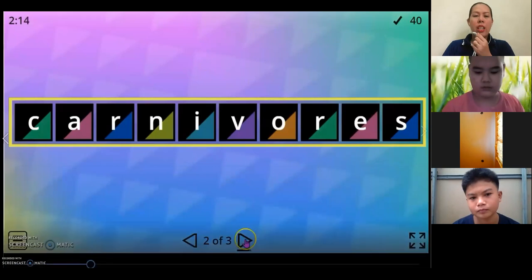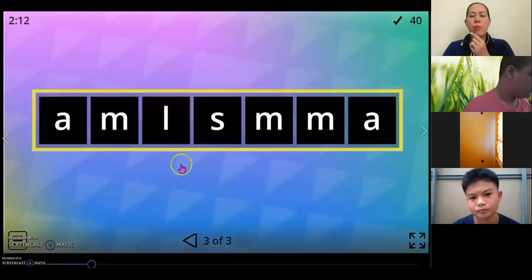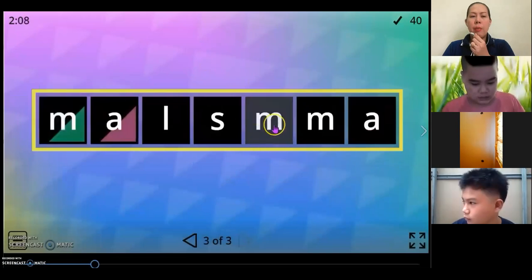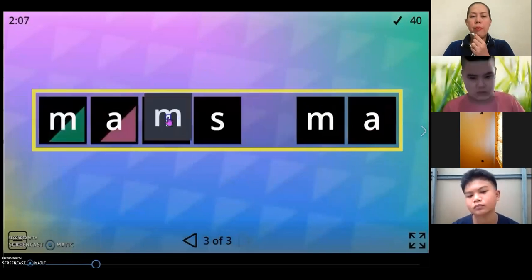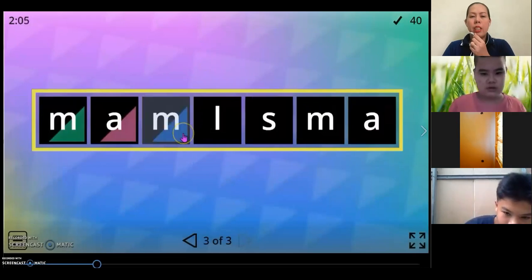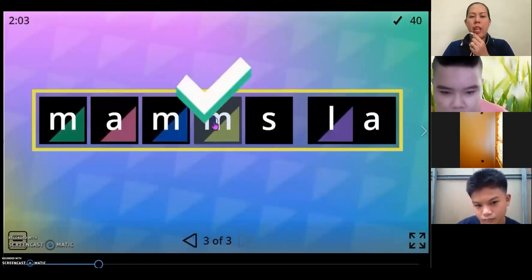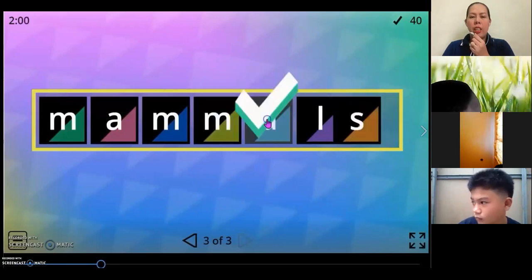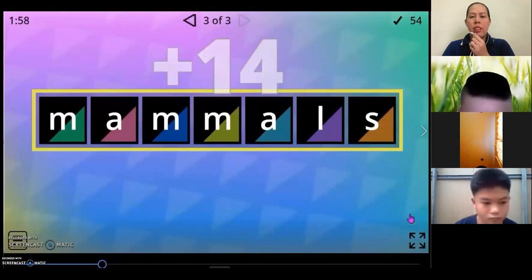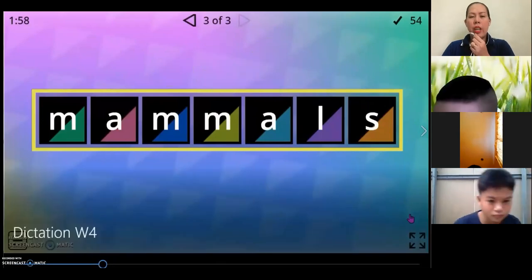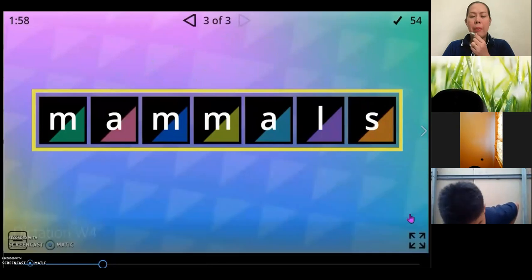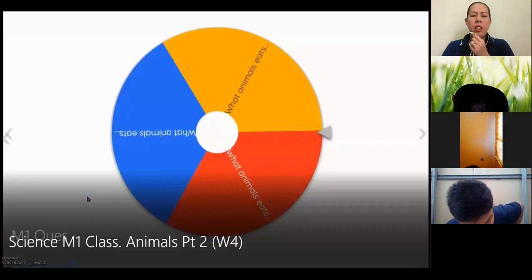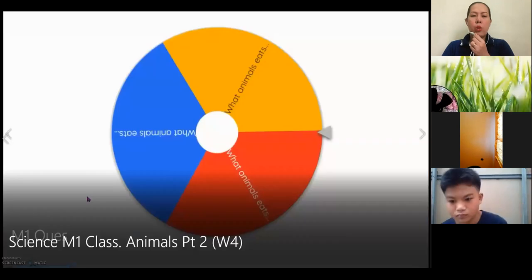Okay, let's move on to the last word. Let's fix the word. Like we put M, A, M, and we put the M again, and A. That is the correct spelling for mammals. You can check your answer. If correct, you put 1. If not correct, you put the correct answer.